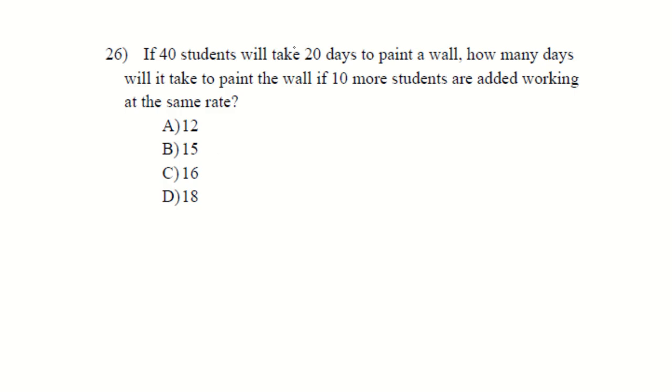If 40 students will take 20 days to paint a wall, how many days will it take to paint a wall if 10 more students are added? Now, we have to recognize that we can say if 40 students is equal to 20 days, then one student, would they take less or more? They would obviously take more.